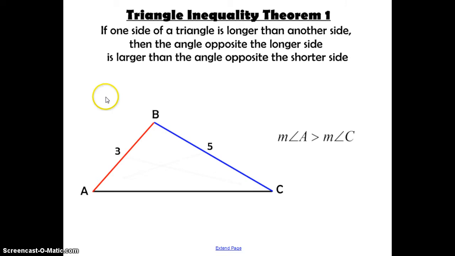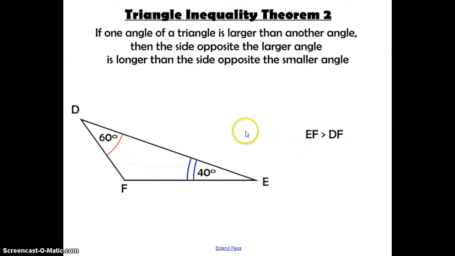The triangle inequality theorem 1 states that if one side of a triangle is longer than another side, then the angle opposite the longer side is larger than the angle opposite the shorter side. So we have the side AB that's labeled with 3, and BC is measured 5. Since 5 is longer than 3, that means the angle opposite from the side measured 5 is going to be greater than the angle opposite the side measured 3. So therefore, the measure of angle A is going to be greater than the measure of angle C.